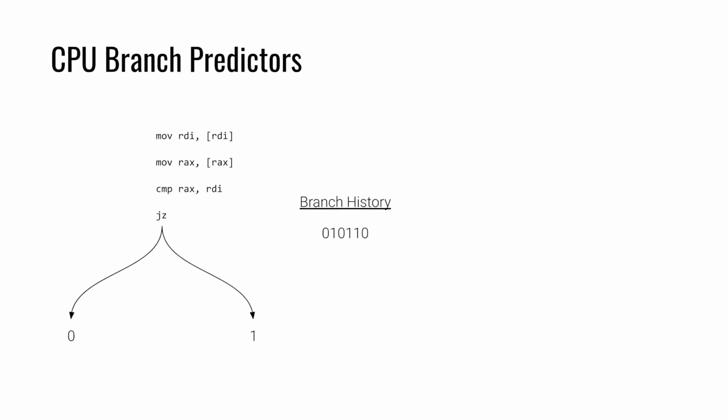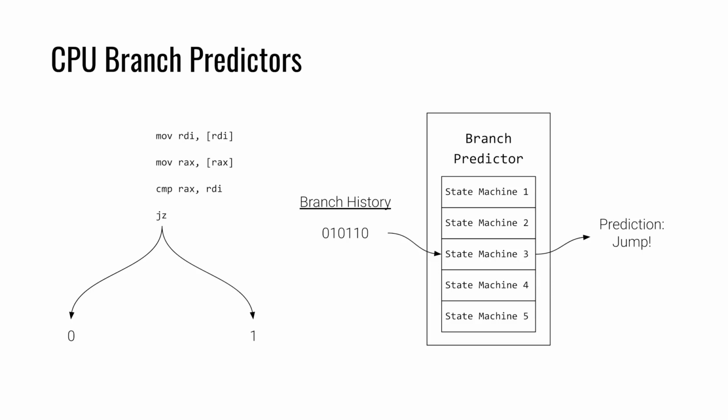Branch predictors work by encoding whether or not a conditional jump instruction is taken or not taken as 0 or 1. This means that for any given branching instruction, a corresponding branch history can be represented as a sequence of zeros and ones. These zeros and ones are then passed into a state machine inside of the branch predictor that corresponds to that specific conditional jump. The state machine's output represents the prediction for that particular instruction.